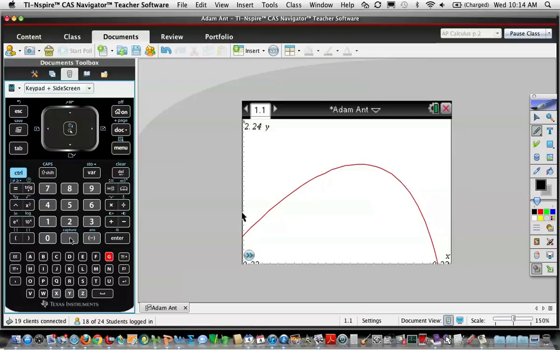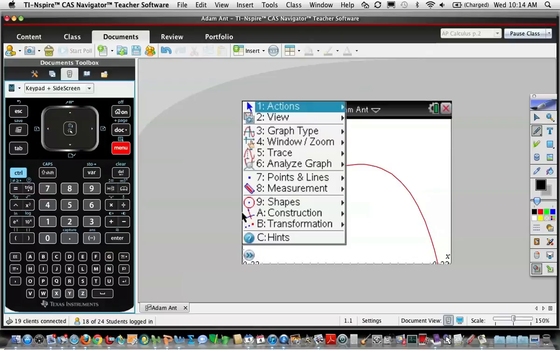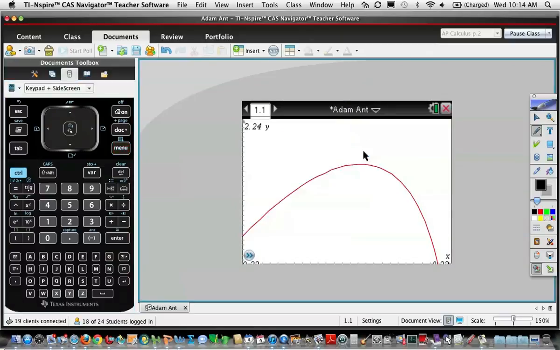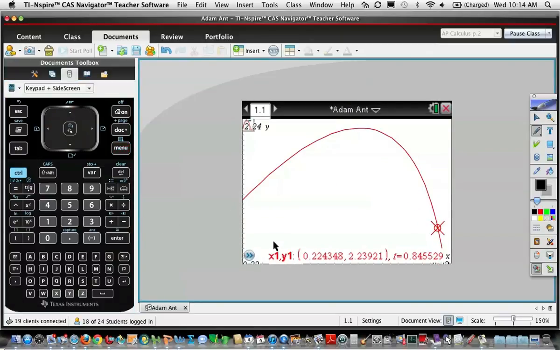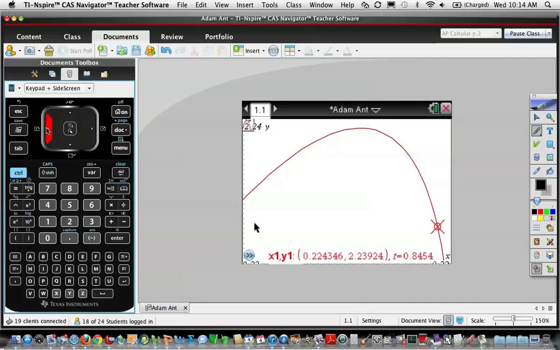Okay, I'm going to type in, let's see this. Now this is interesting because this is not how it was working for me earlier. Okay, there's my trace. Okay, 0.84. Now let's go back to the left. Wow.